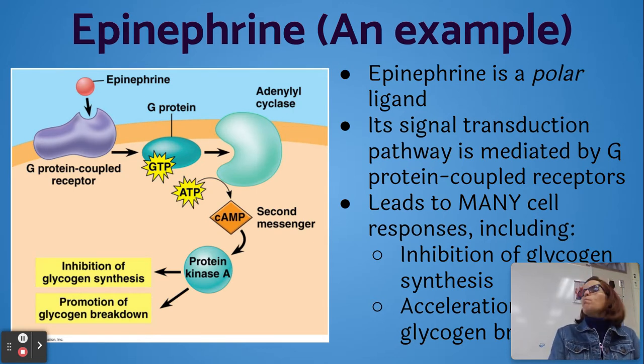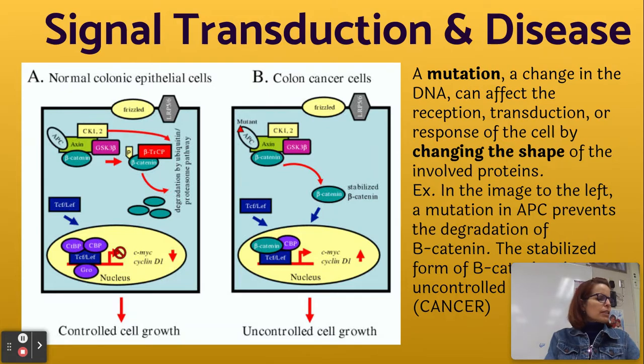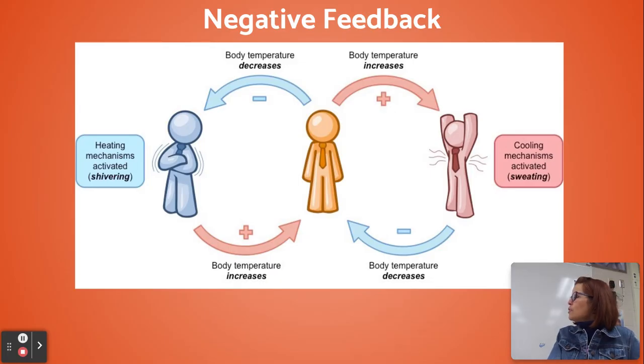Do you need to know that? Nope, don't need to know this. This is just an example that they could ask you to interpret the diagram or whatever. You would never need to pull this out of your back pocket. All right, and then signal transduction and disease. A mutation can change the shape of the proteins, and so that could lead to any kind of a disease or cancer, for example. And then just a quick reminder of negative and positive feedback.